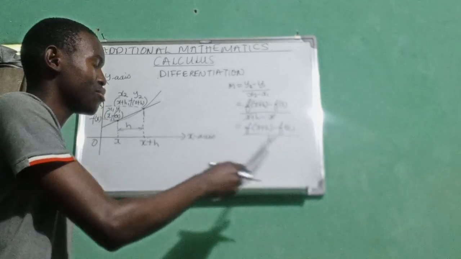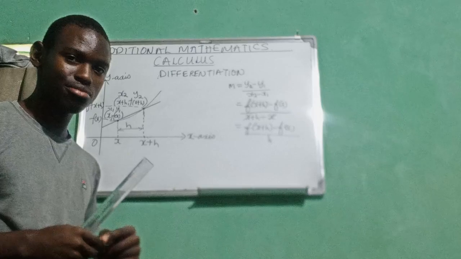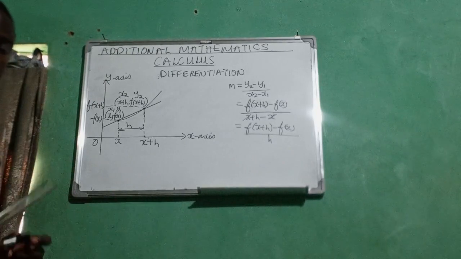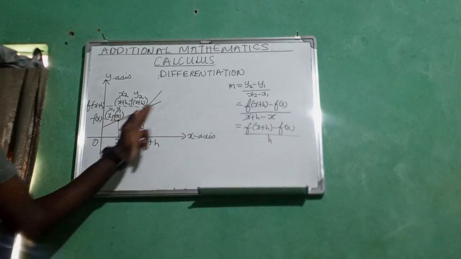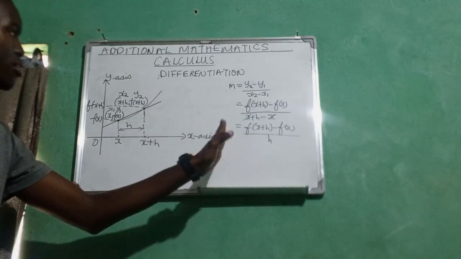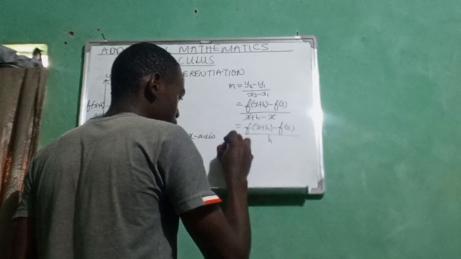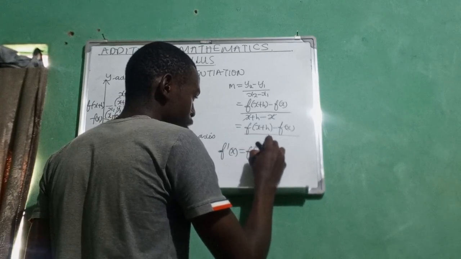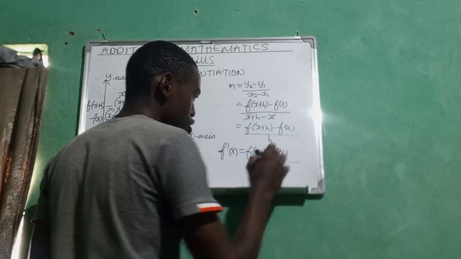So what we have done is actually found a function that can give you the derivative or the gradient. It's a gradient function. Because we had 2 points and we found the gradient of this line using this. So this will say f prime of x is equal to f of x plus h minus f of x, divided by h.